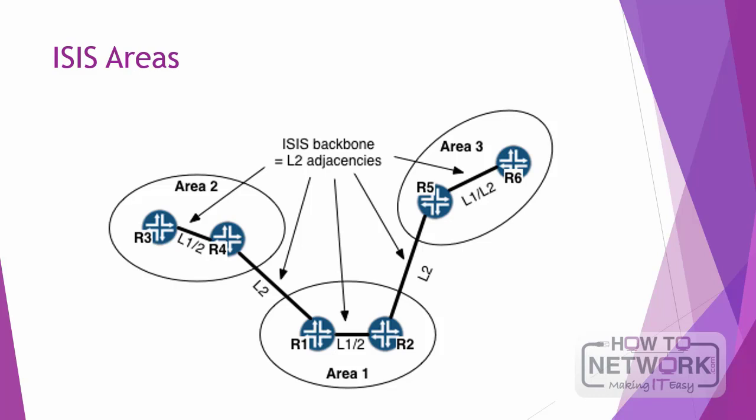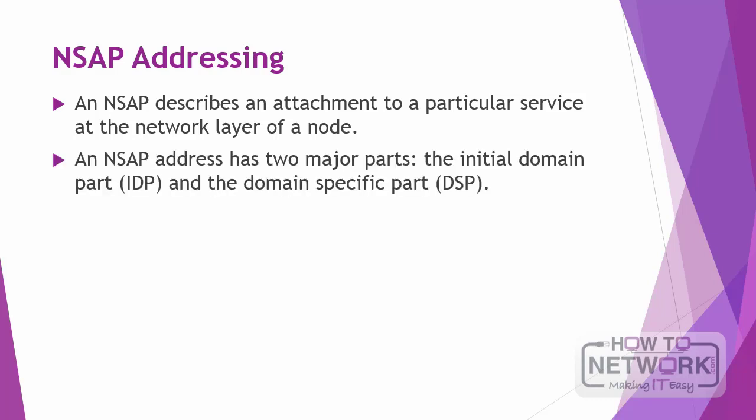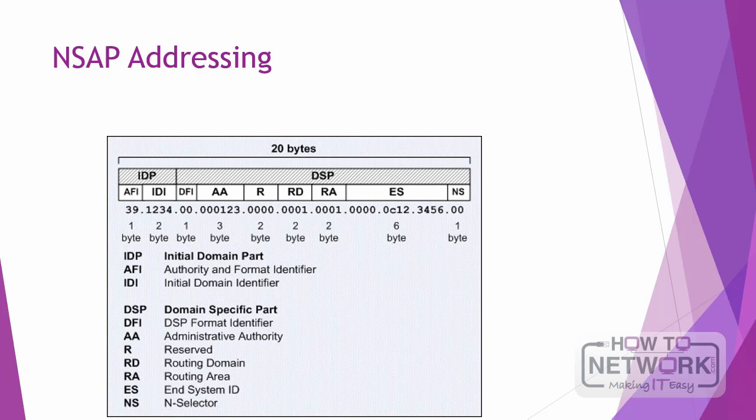Next, let's talk about NSAP addresses. An NSAP describes an attachment to a particular service at the network layer of a node, similar to the combination of IP destination and IP protocol number in an IP packet. An NSAP address has two major parts, the IDP, or initial domain part, and the DSP, the domain-specific part. The IDP consists of a 1-byte authority and format identifier, that's the AFI, and a variable length initial domain identifier, the IDI. And the DSP is a string of digits identifying a particular transport implementation of a specified AFI authority.